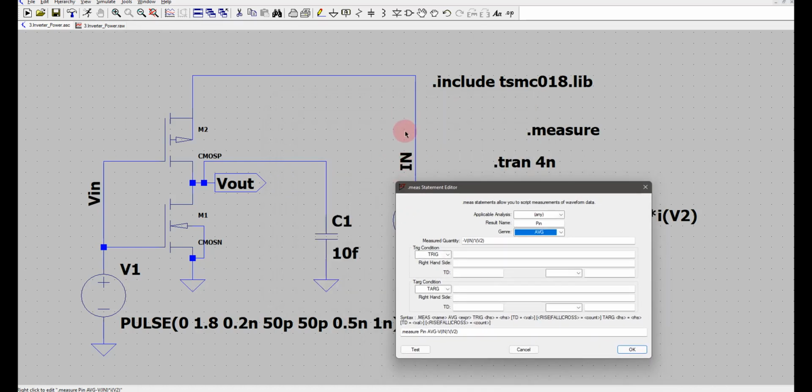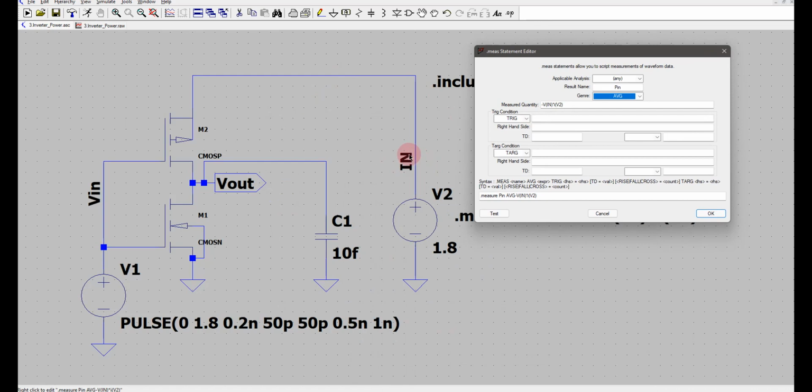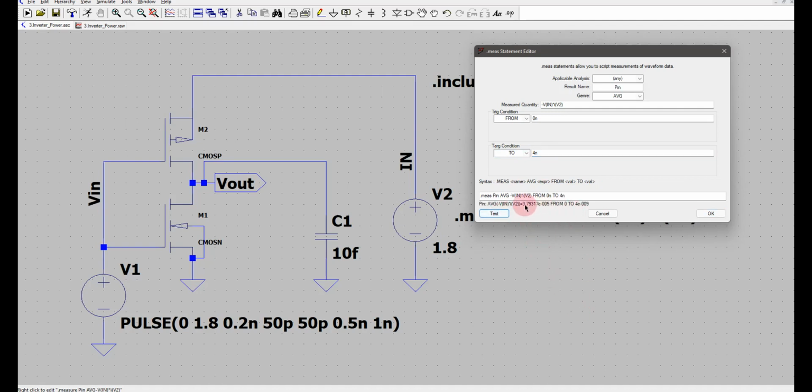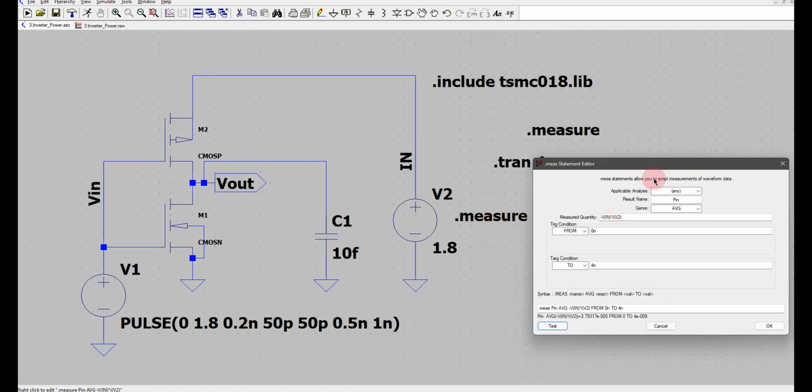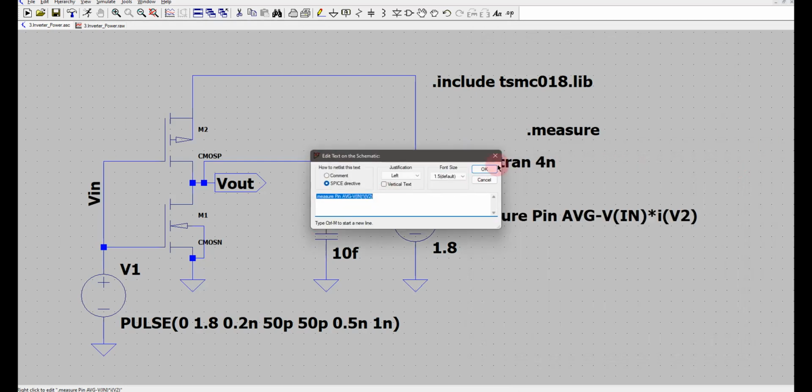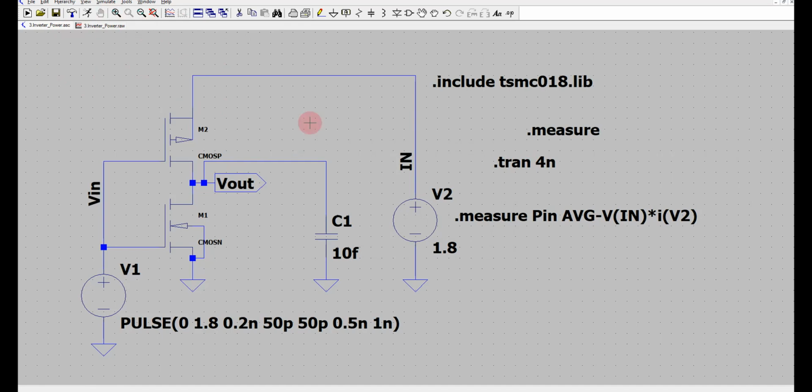Now I have to find out the total power which is being drawn. So I have given this net name as I in. I have written V in into I in, and then here I have something known as a trigger condition. So I can write from 0 nano to 4 nano, right? So it will give me the power. I can use this kind of measure command also to compute the power. But an easier option, like I said, is to just plot the waveform and take the average.